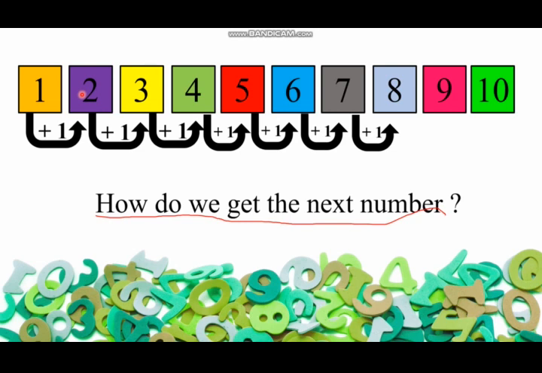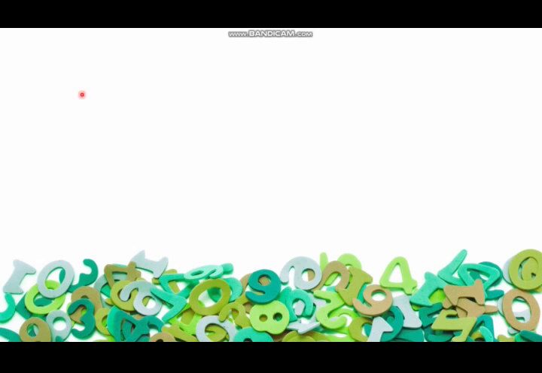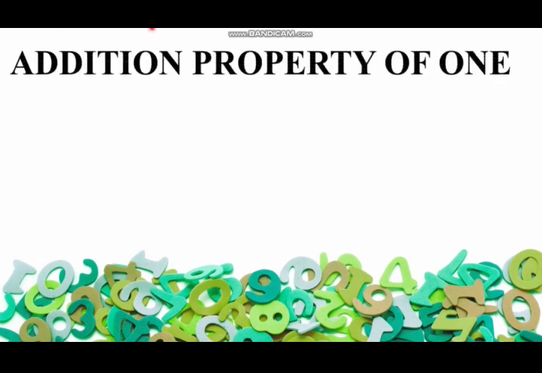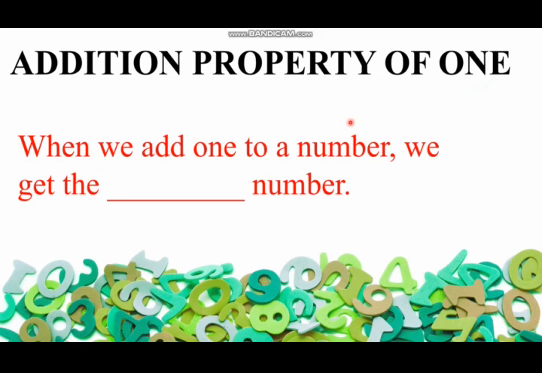So, as you can see, this property or this thing that you have noticed, that when you are adding a number, you are getting the next number. So, it is the addition property of 1. So, what is the addition property of 1? When we add 1 to a number, we get the dash number. कौन सा number मिलता है हमें when we add 1? Yes, we get the next number.